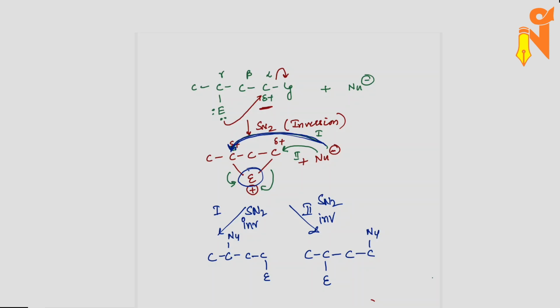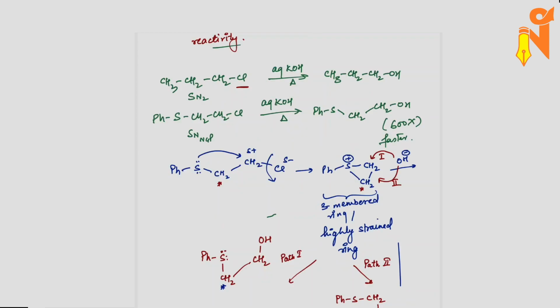So two inversions means retention. That is the reason why we say that in SNi the retention of the configuration takes place, and that is not happening because the attack is happening from the same side. The retention product is forming because two times the SN2 type attack is happening, and hence first inversion is happening and then a second inversion is happening, which is ultimately causing the retention of the configuration. I'll explain through some examples so that you can differentiate between the reactions properly.